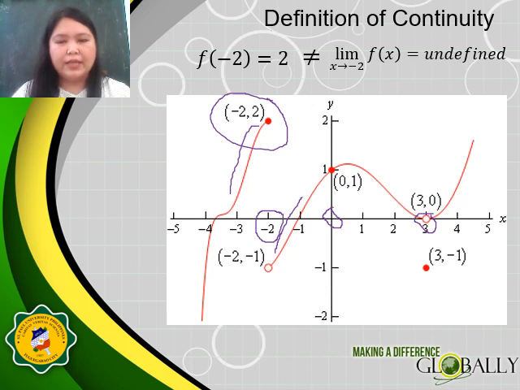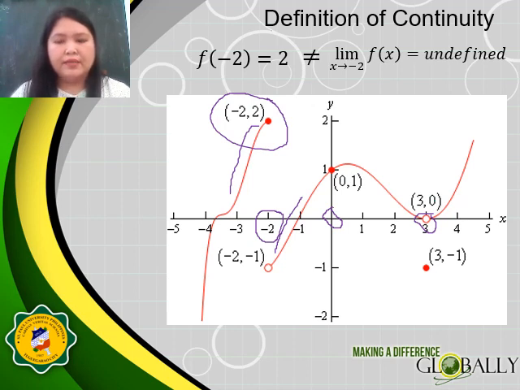Okay, this type of discontinuity is what we call the jump discontinuity. This happens when there is a break in the graph of the function, just like what happened in this graph of the function at x is equal to negative 2.